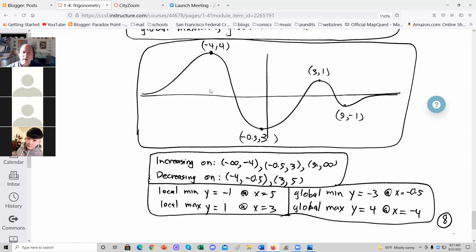It's decreasing when x is between these two values, negative 4 and negative 0.5. And it's decreasing on this interval where x is between 3 and 5. Negative 4 to negative 0.5 and 3 to 5.